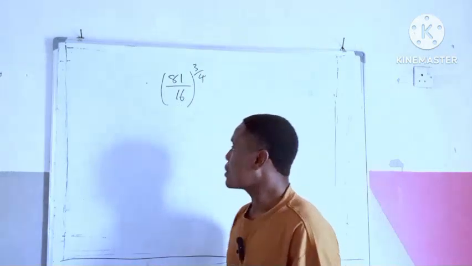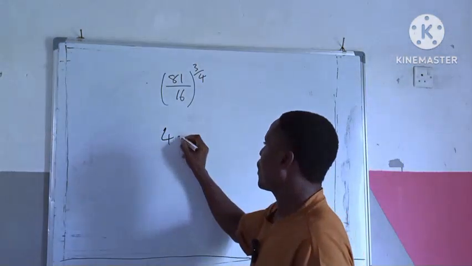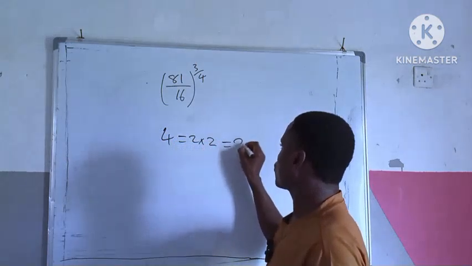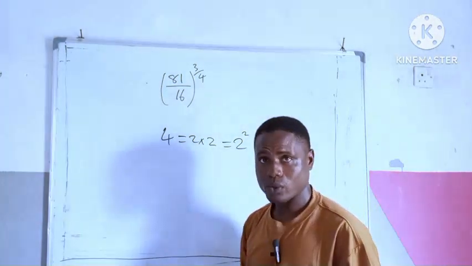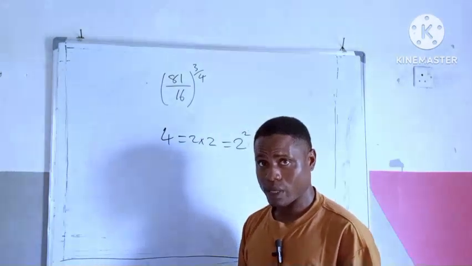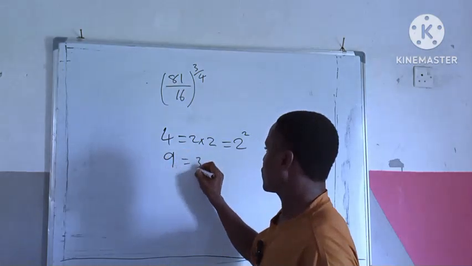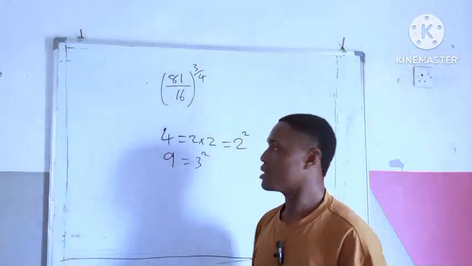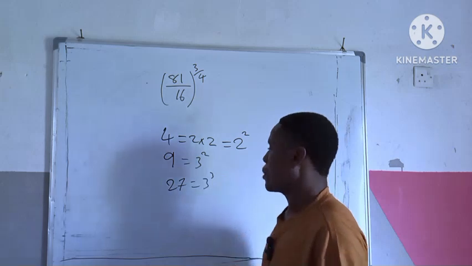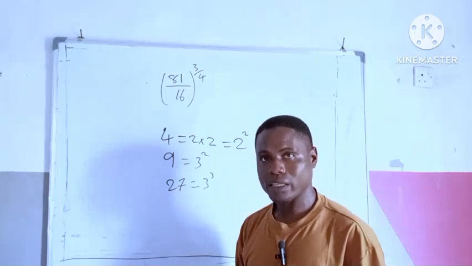When we say index form, we are talking about, let's say this is 4, right? And we know that 2 times 2 is 4. So the index form of 4 is 2 raised to power 2. That is 2 square, which is still the same thing as 2 times 2, which is 4. The index form of 9 is 3 square. The index form of 27 is 3 raised to power 3, because 3 times 3 times 3 is 27.